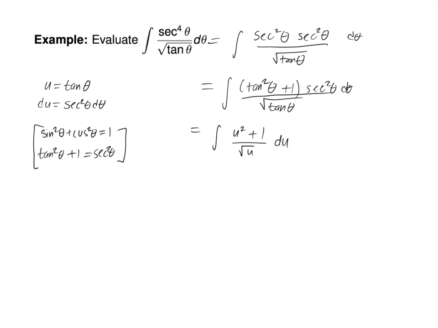Can you break that apart into two fractions? You can, perfect. So what I mean by that is it's u squared over root u and 1 over root u. You kind of uncombine the common denominator. What happens to the exponents now? When you divide, they subtract, exactly. So what's 2 minus a half? 1 and a half, which is 3 halves, good. And the other term is rewritten as u to the minus 1 half.